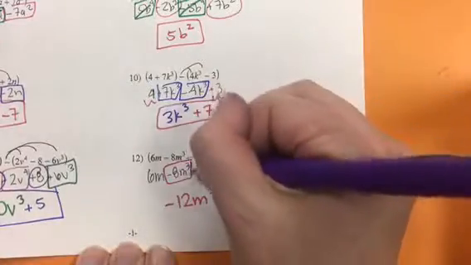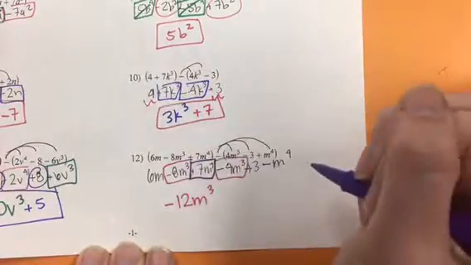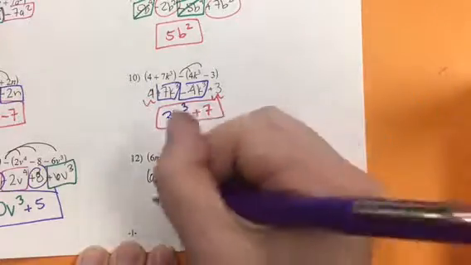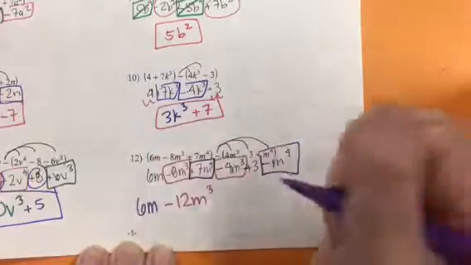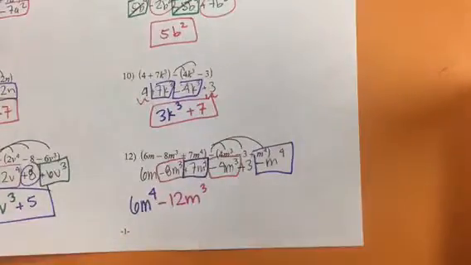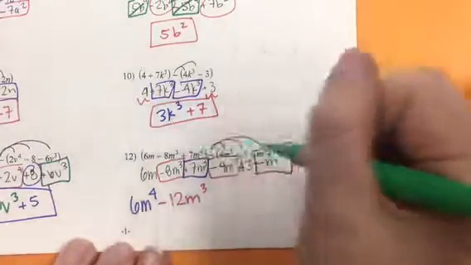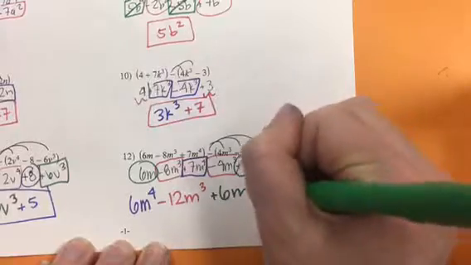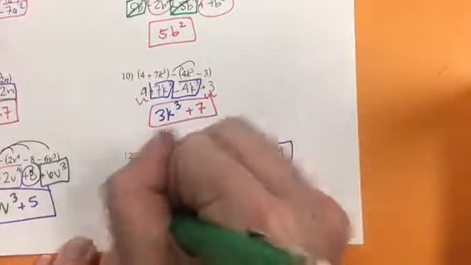Ooh. 4 is the biggest power. Oops. So if I put 7 minus 1, it would be 6m to the 4th. And last but not least, 6m just tags along. And the positive 3 doesn't have a match either.